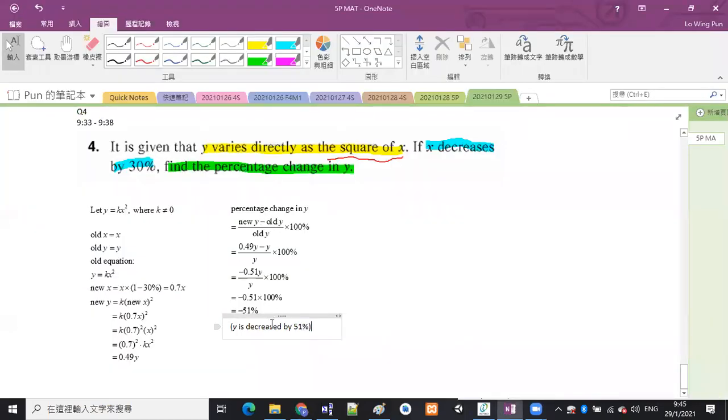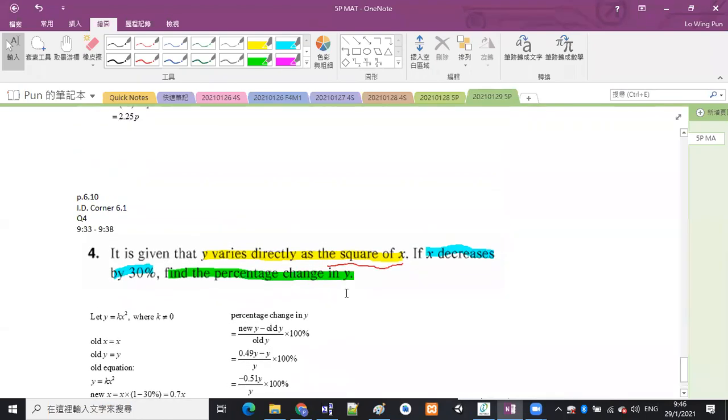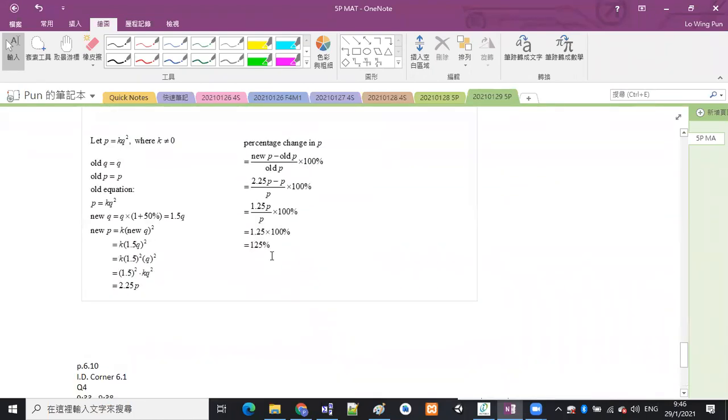So just write down the bracket. You don't need to write down this, but I would like you to know that if the percentage change is negative, then that is a decrease, so y is decreased by 51%. If the percentage change is a positive number, then this is an increase, for example an increase of 125%.